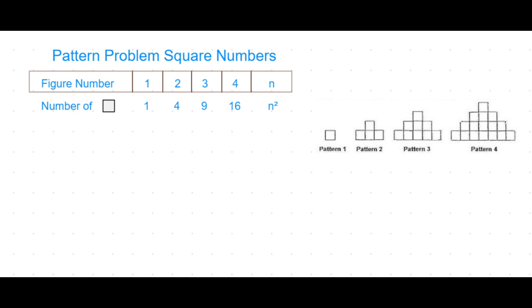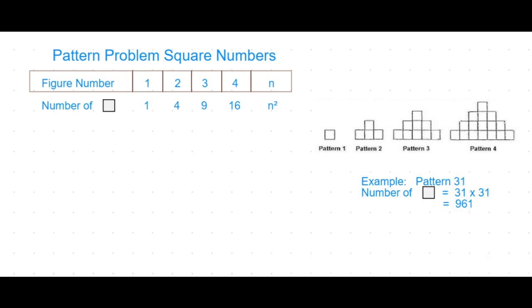So if the question was how many squares would be there in pattern 10, the answer would be 10 times 10, which is 100. Here we have taken another example, pattern 31. If the question was how many squares would pattern 31 have, the number of squares would be 31 times 31, which is 961. So these are square numbers.